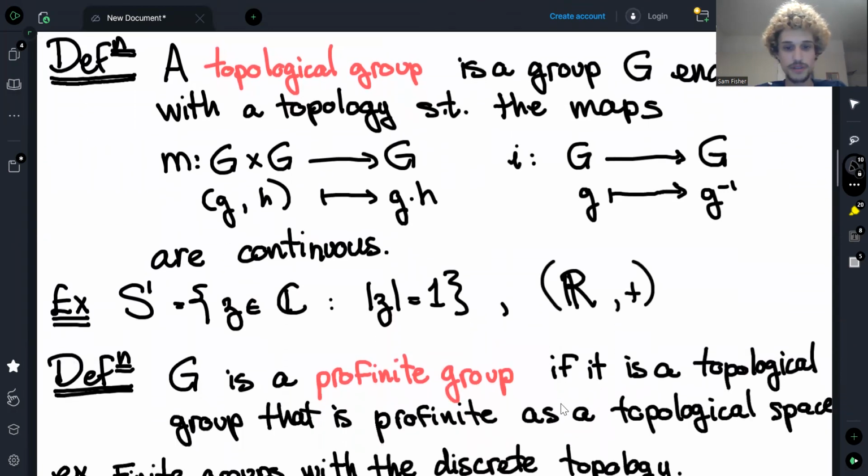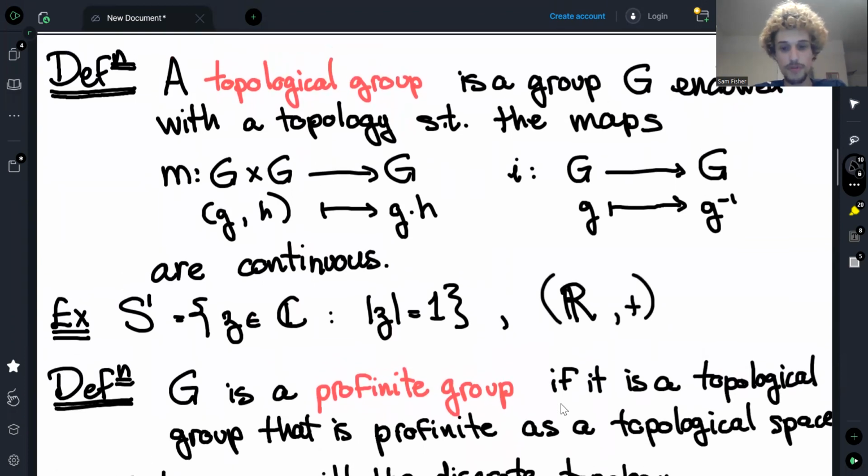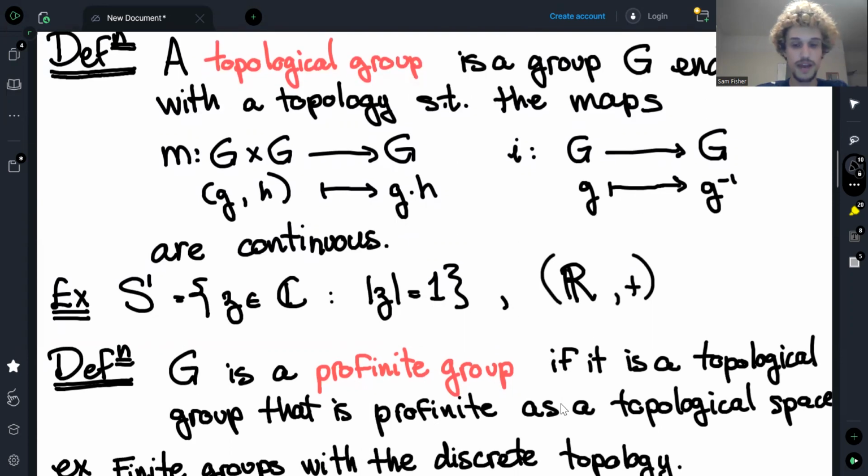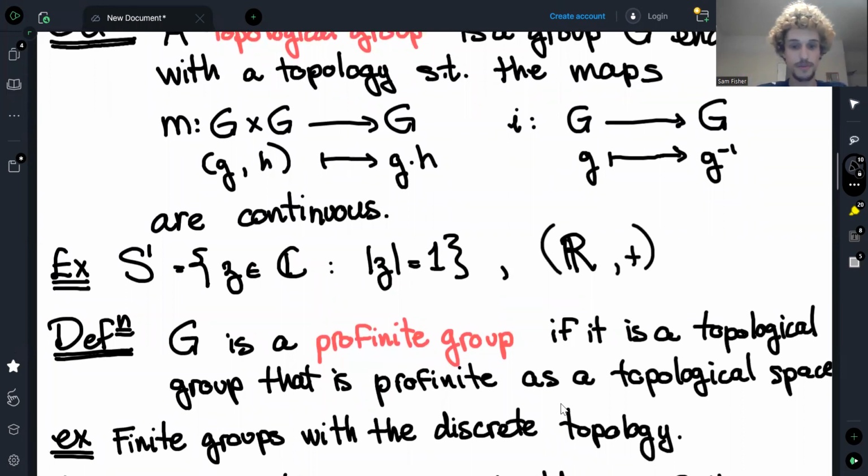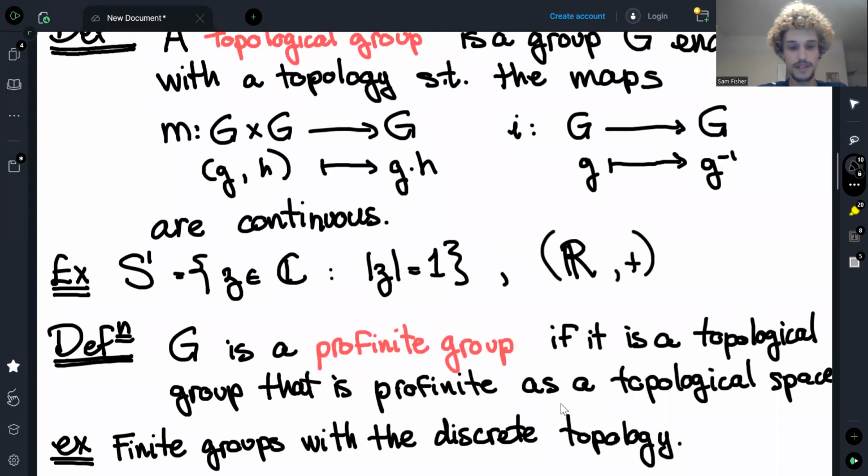Okay, and then we can get to our definition. G is a profinite group if it's both a topological group and also profinite as a topological space. So we have our definition of a profinite topological space, and we have a topological group. If all these things are compatible, then we get a profinite group. We don't really have many examples yet, but every finite group is a profinite group. It is the inverse limit of the directed system containing only itself with the discrete topology. So that's a trivial example of a profinite group.